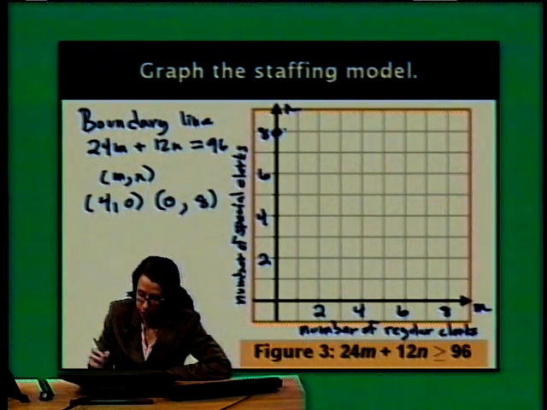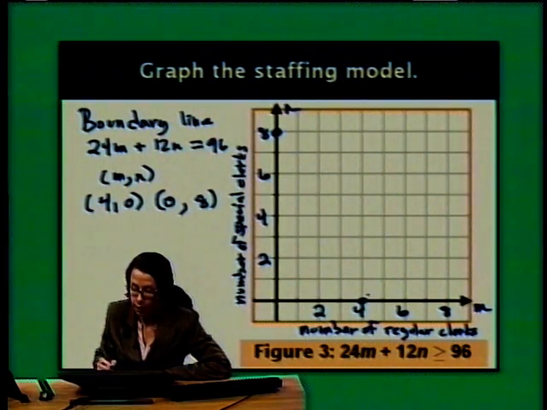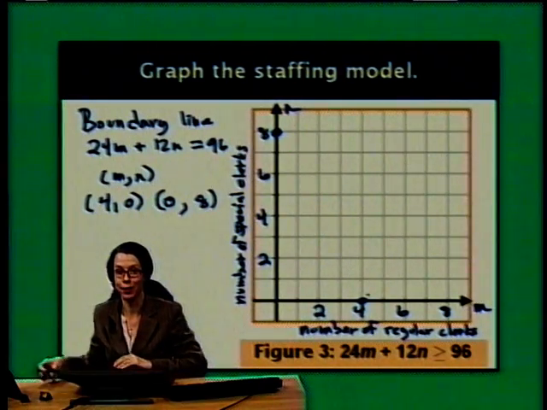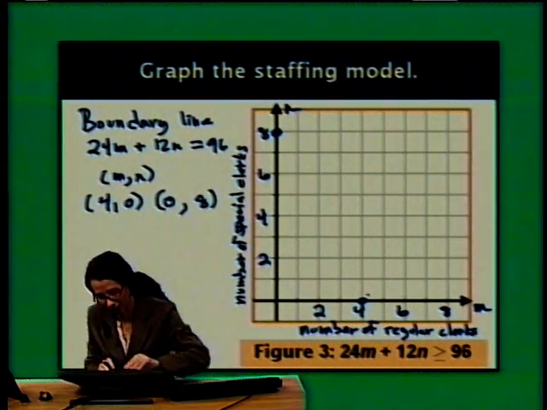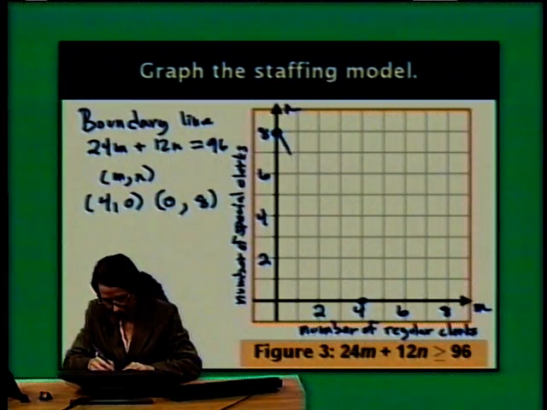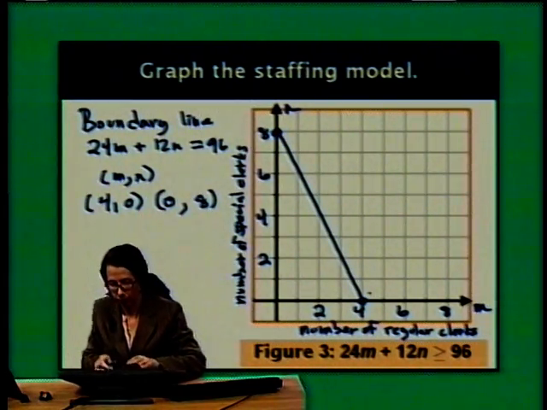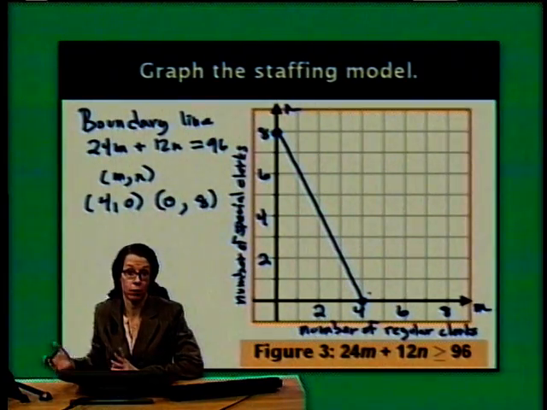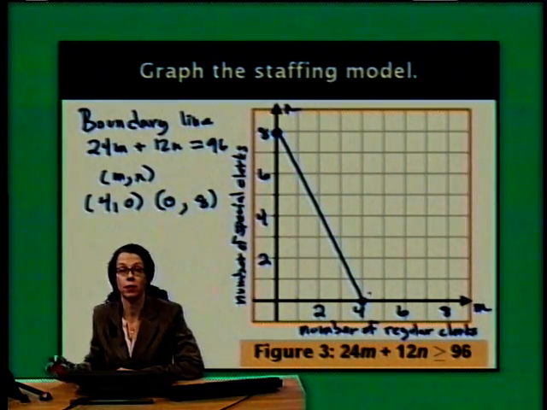Plot my two intercepts. Here, again, the boundary line is included in the solution set. And so now let's talk about some feasible solutions and talk about which side of this line we need to graph in the context of the problem.